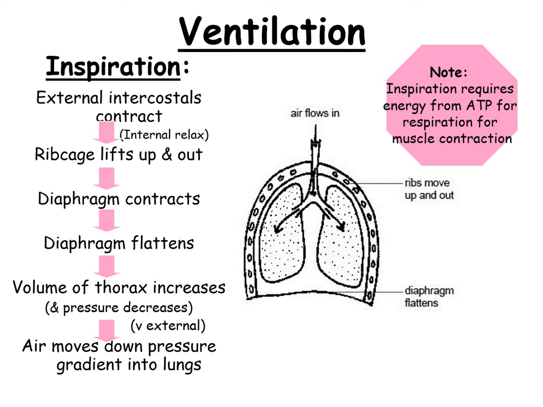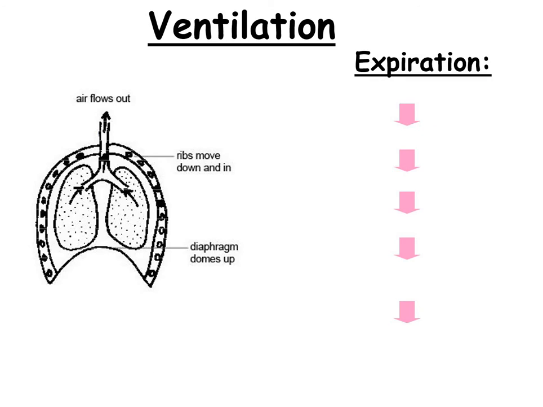So again, inspiration or breathing in is where the external intercostal muscles contract, the rib cage lifts up and out, the diaphragm contracts and flattens. That causes the volume of the thorax to increase, the pressure decreases below atmospheric, and then air moves down its pressure gradient into the lungs.